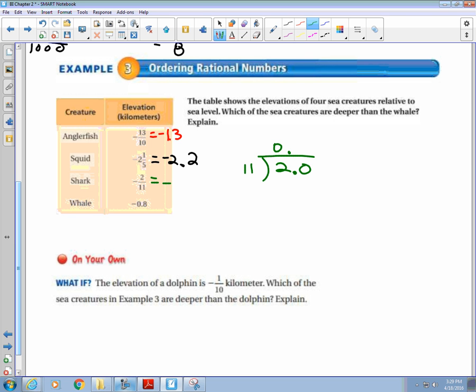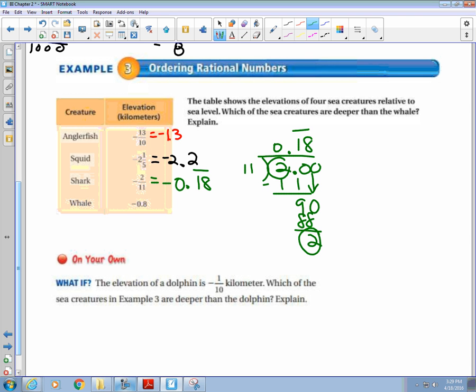Add a 0. 11 goes into 20 just once. 11 times 1 is 11. We do the subtraction, we get 9. 11 doesn't go into the 9, so we add another 0 and bring it down. 11 goes into 90 8 times, and that's 88. And we have a remainder of 2. I notice that my remainder is what I started with in the beginning, so I'm going to end up having a repeating situation. So I'm going to have a repeating bar over my 1 and my 8. So I have a negative 0.18, and the 18 is going to repeat.